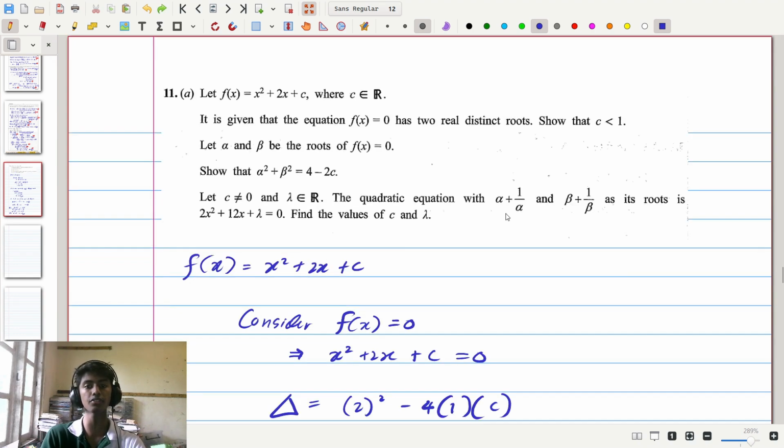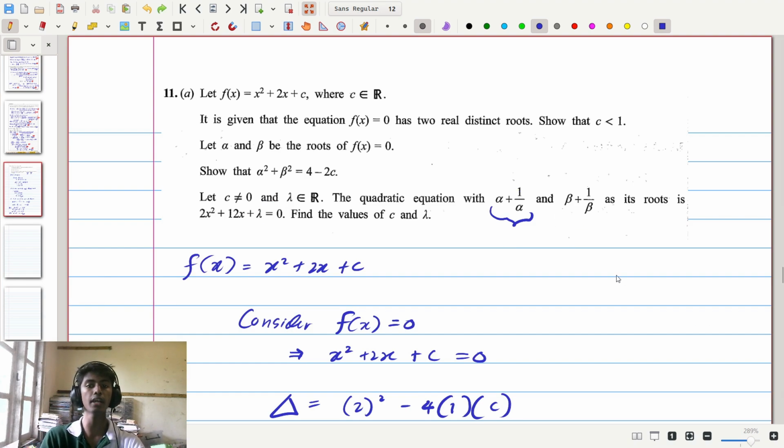So considering this entire thing, alpha plus 1 over alpha is one of our roots. So here this value is alpha, and if we substitute that into here, this whole thing is going to be a certain value which I'm going to call alpha dash. Similarly, this whole thing is going to be another value which I'm going to call beta dash. And alpha dash and beta dash are the solutions to 2x squared plus 12x plus lambda equals 0. Meaning if you substitute alpha dash for x, you're going to get 0. And if you substitute beta dash for x, you're also going to get 0.